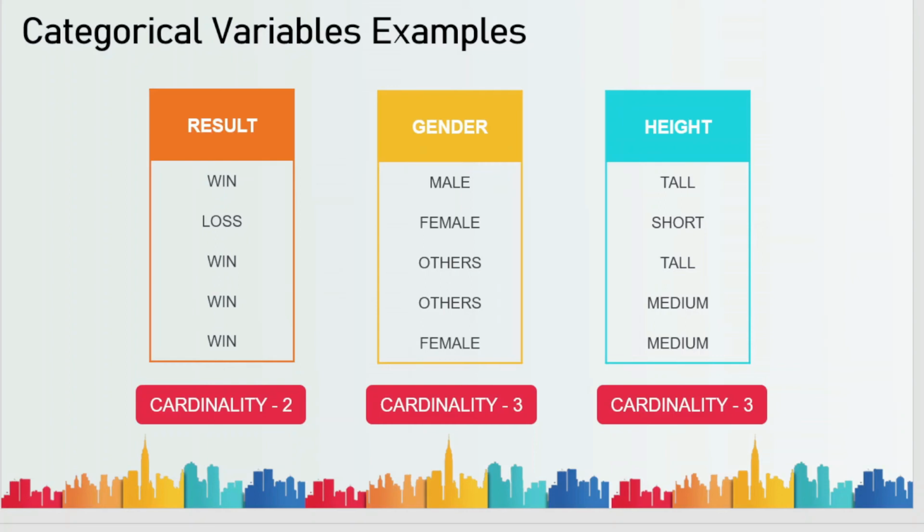Now you might have understood what cardinality is, and even if you don't know, let me define it for you. Cardinality is defined as the number of unique values taken by a categorical column. Please keep this cardinality thing in mind because it is a really important concept and we will be using it quite a lot.